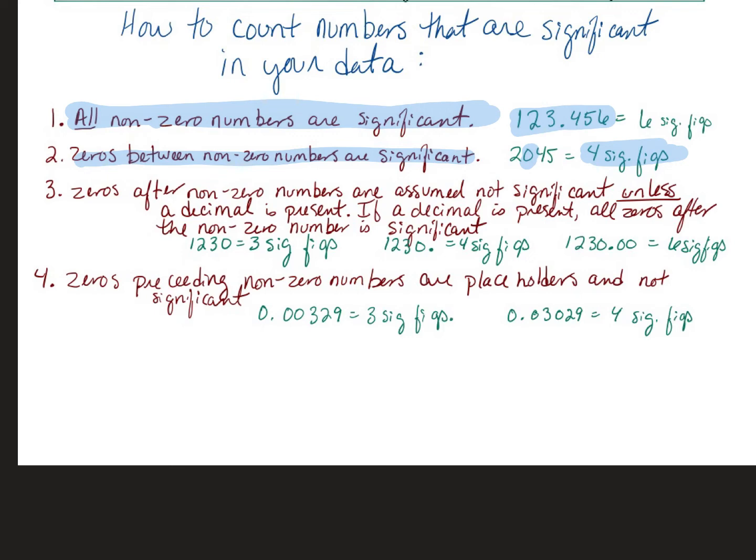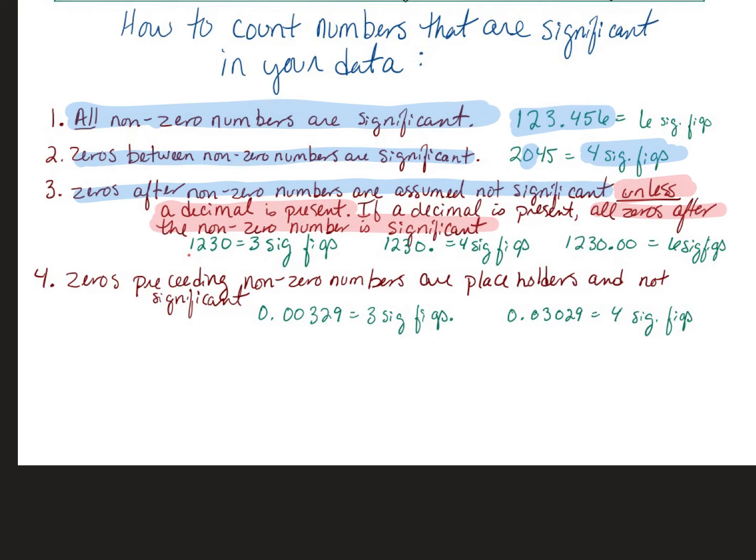The next thing that we have to realize is that zeros after non-zero numbers are assumed to be not significant. There's a big thing here though, unless a decimal point is present. So if a decimal point is present, all zeros after the non-zero number are significant. Okay, so let's count that on this very first one.